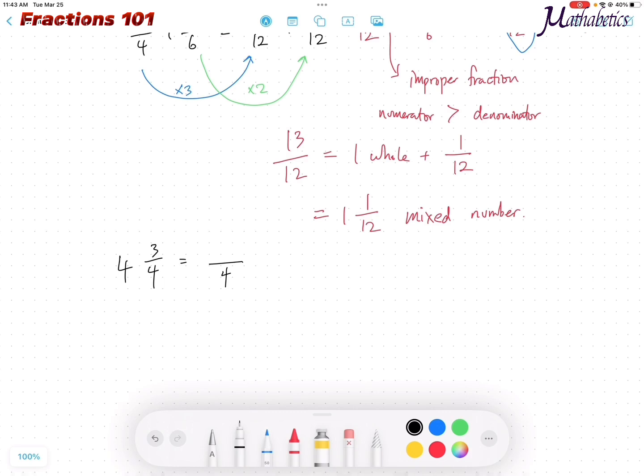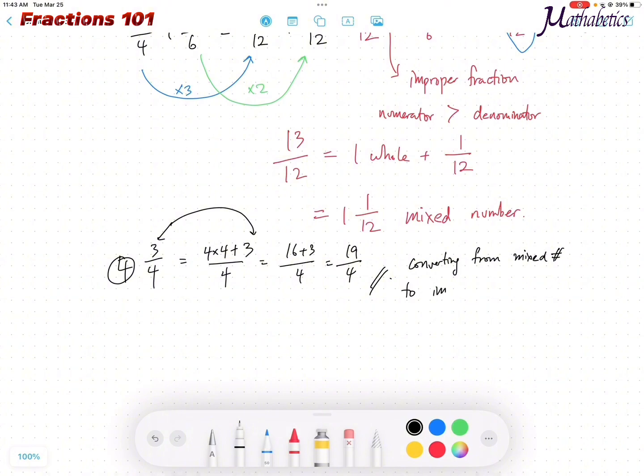Now you're going to have to figure out, okay, well, these 4 individual wholes, we're going to have 4 pieces each. So you're going to multiply the 4 wholes by 4 pieces, and you're going to add whatever's left. So that goes in here. So you have 16 plus 3 over 4, or you have 19 over 4. So this is converting from mixed number to improper fractions.